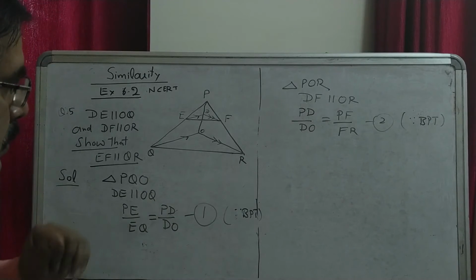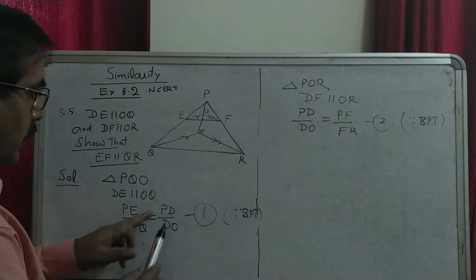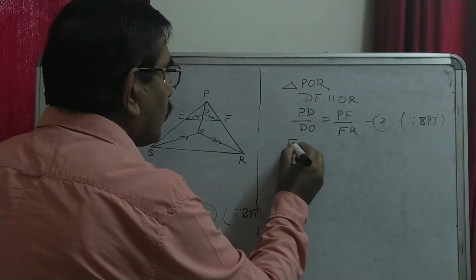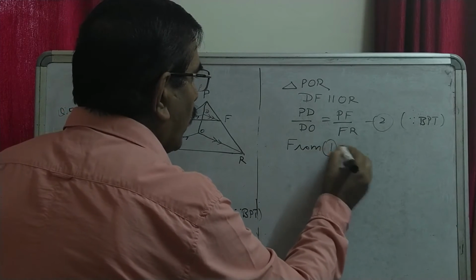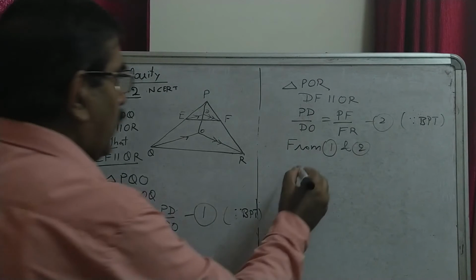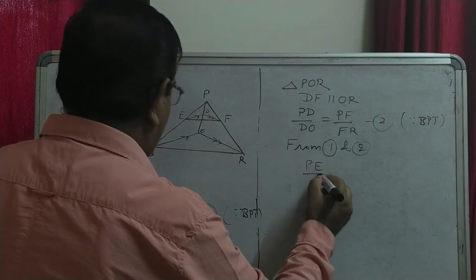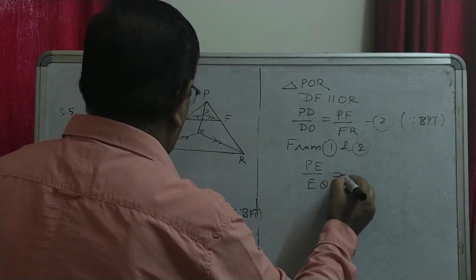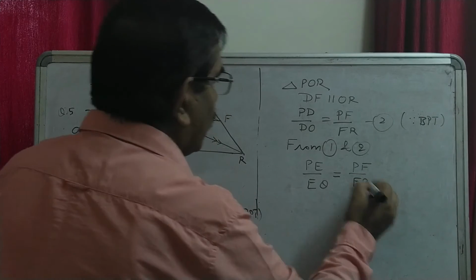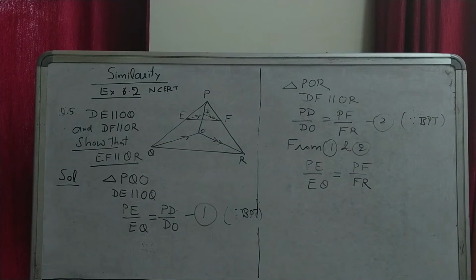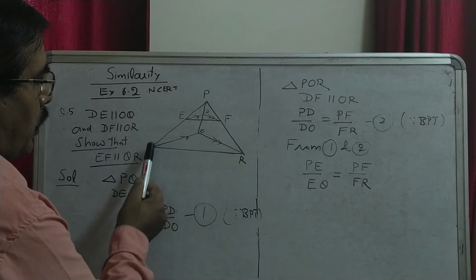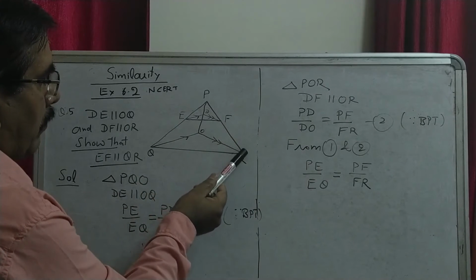Right. So we have two results. Now in these two results, children, if you check, this is PD over DO, so they are equal. So you can say here from 1 and 2, we get PE over EQ is equal to PF over FR. We get this result directly. Now you get PE over EQ is equal to PF over FR.